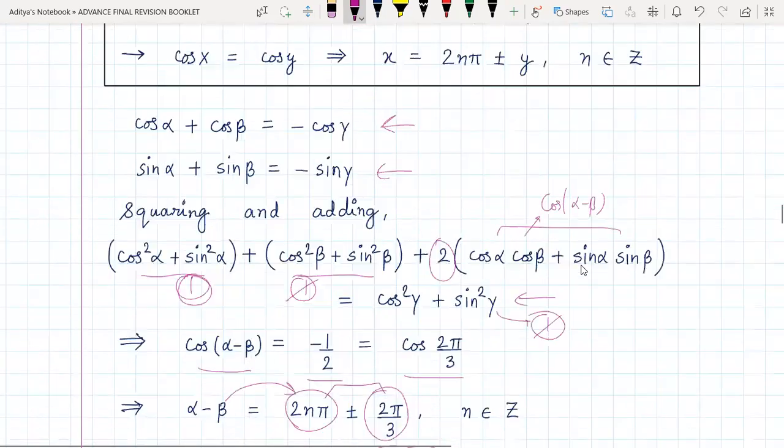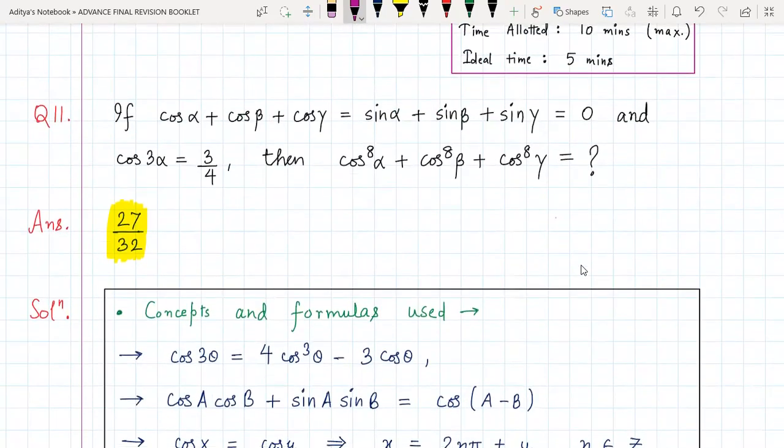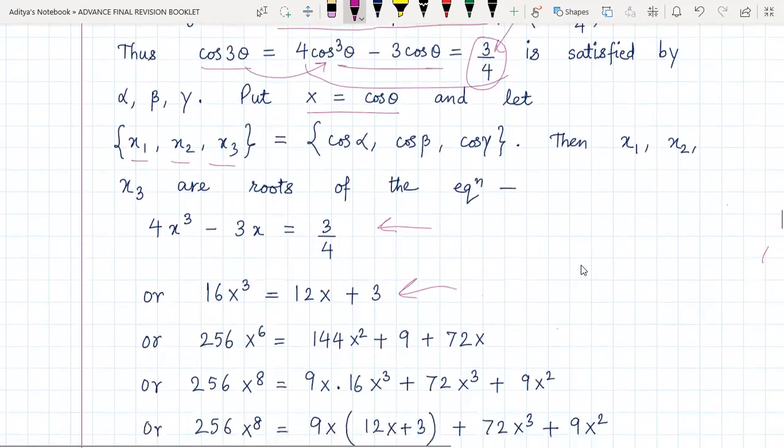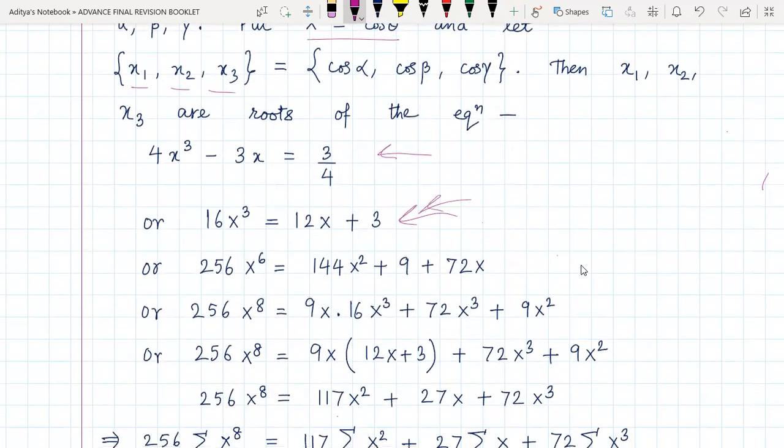But in the question, what are we actually being asked to find? We are being asked to find x1 power 8 plus x2 power 8 plus x3 power 8, right? Because cos alpha, cos beta, cos gamma we are calling x1, x2, x3. So this polynomial equation we have, and the sum of the roots raised to the power 8 is what we are being asked to find.